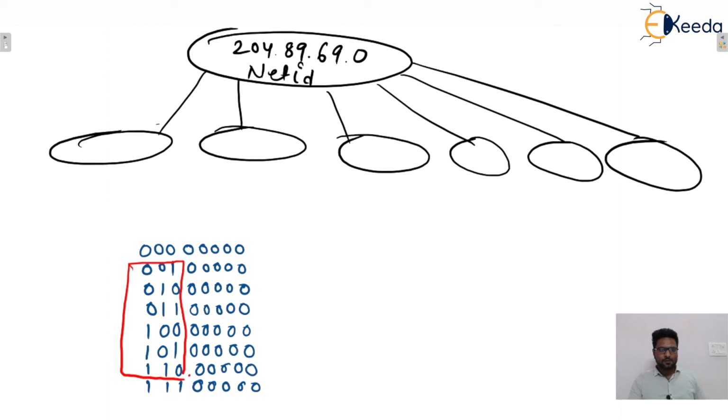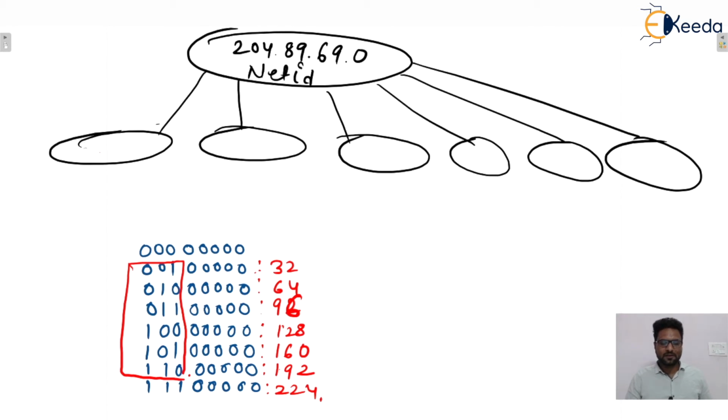Okay. So here this subnet will be there. So what will the equivalent decimal value be? This one is 32. This is 64. This one we can say 96, sorry. The next one we can say 128. Then that is 160. This is 192. The next one will be what? 224. So here, yes, remember this one.